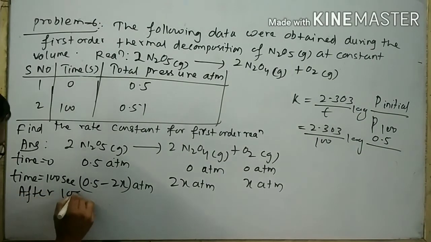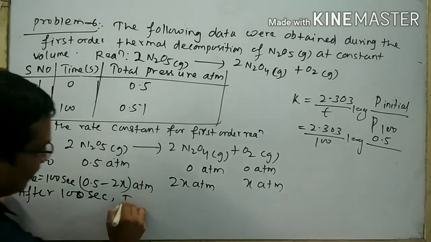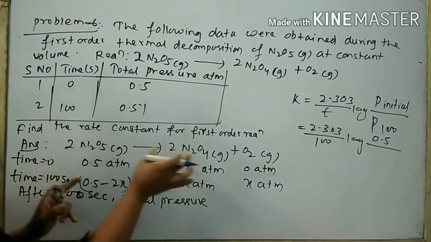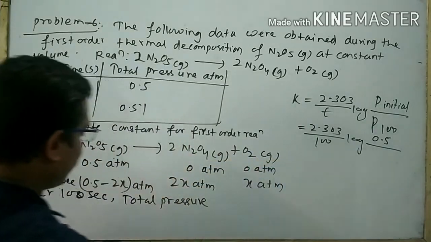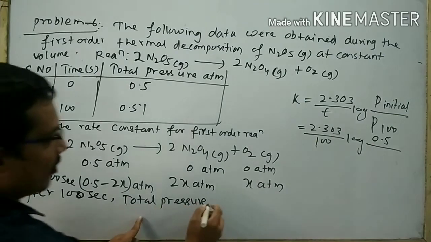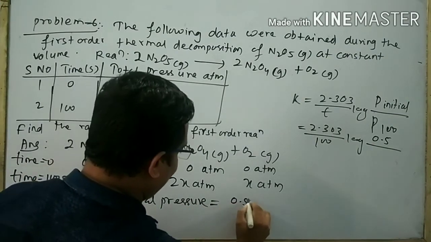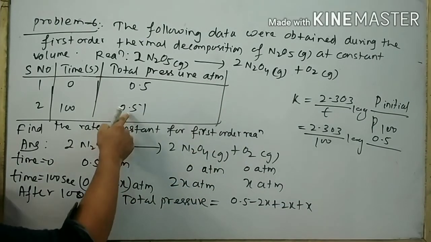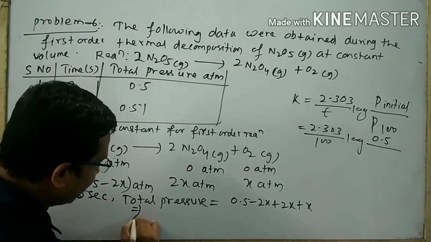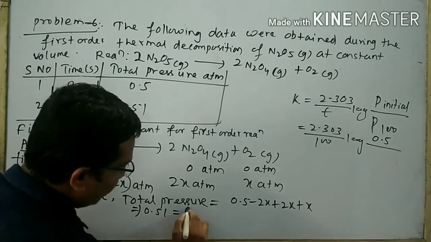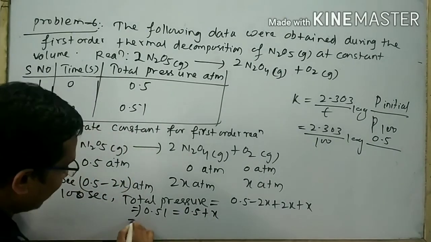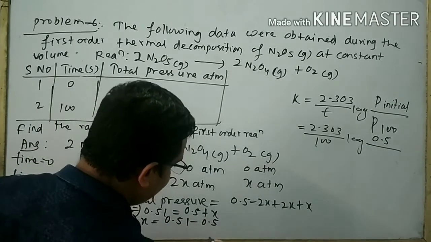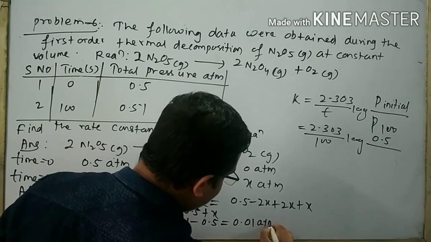After 100 seconds, the total pressure equal to the pressure of N2O5 and the pressure of N2O4 and the pressure of O2. So we can write after 100 seconds, the total pressure is equal to 0.5 minus 2x plus x. In the table, the total pressure is your 0.51, so we can write 0.51 equal to 0.5 plus x implies that x is equal to 0.51 minus 0.5 equal to 0.01 atm.